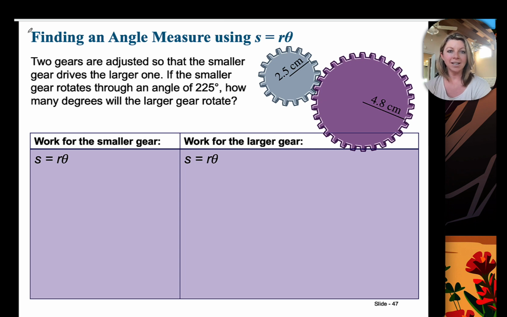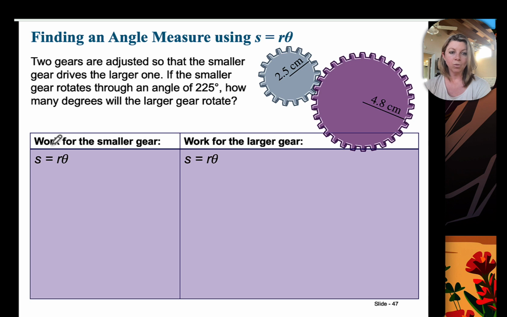This example is about finding an angle measure this time using S equals R theta. Two gears are adjusted so that the smaller gear drives the larger one. If the smaller gear rotates through an angle of 225 degrees, how many degrees will the larger gear rotate? Okay, this one, we want to stay nice and organized with our work, our thought process here. So I have it divided into two parts. First, we're going to figure out S, R, and theta for the small gear. Separate from that, we're going to figure out S, R, and theta for the large gear, so we don't get our variables and constants mixed up.